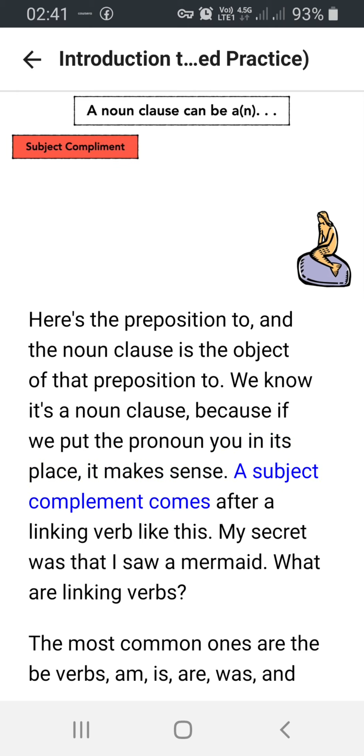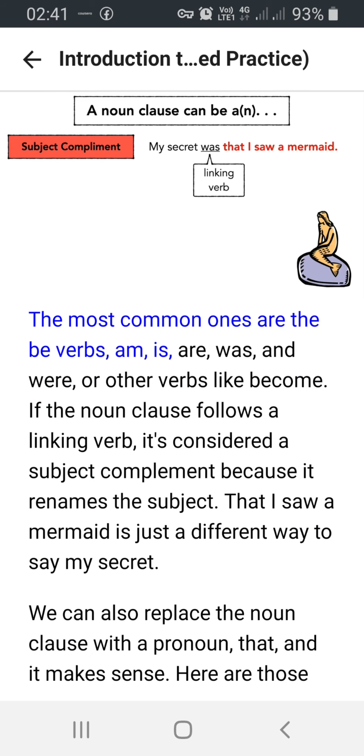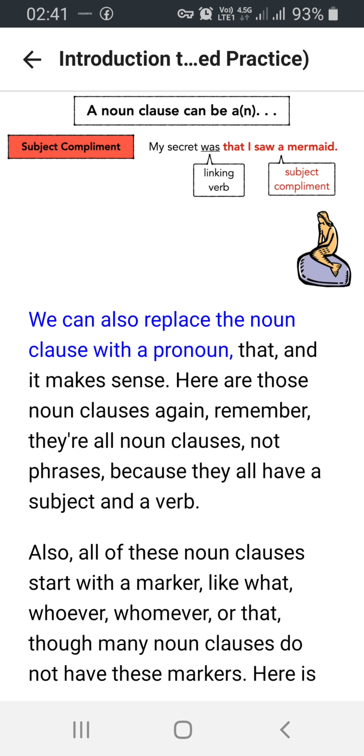A subject complement comes after a linking verb, like this. My secret was that I saw a mermaid. What are linking verbs? The most common ones are the be verbs, am, is, are, was, and were, or other verbs like become. If the noun clause follows a linking verb, it's considered a subject complement because it renames the subject. That I saw a mermaid is just a different way to say my secret. We can also replace the noun clause with a pronoun, that, and it makes sense.